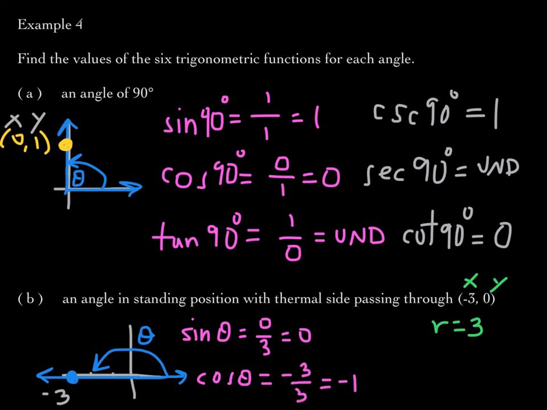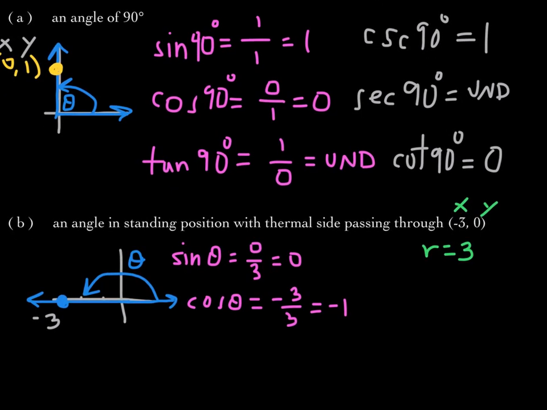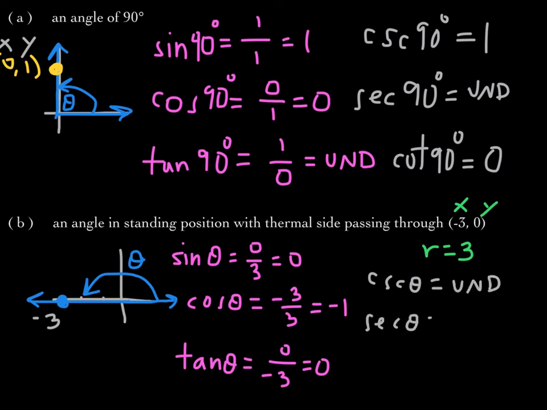I need to move my screen up a little bit here. Hopefully that gives me enough space. Tangent of theta, let's not forget tangent of theta is y over x. So 0 over negative 3, which is just 0. Now finally, the last three will be reciprocals. So cosecant of theta will be the reciprocal of sine of theta. It'll be 3 over 0, 3 divided by 0, which is undefined. Secant of theta will be the reciprocal of cosine of theta. The reciprocal of negative 1 is still just negative 1.